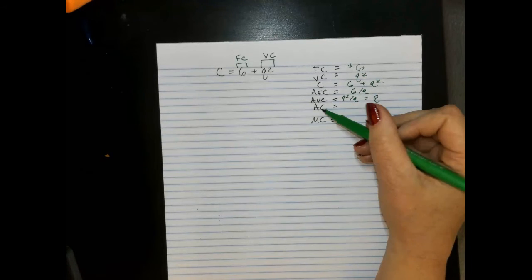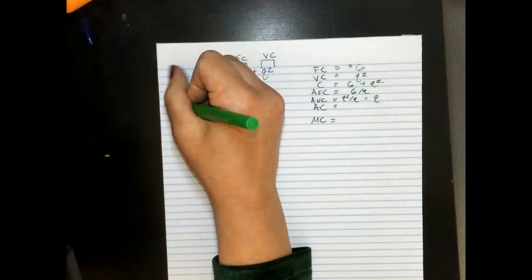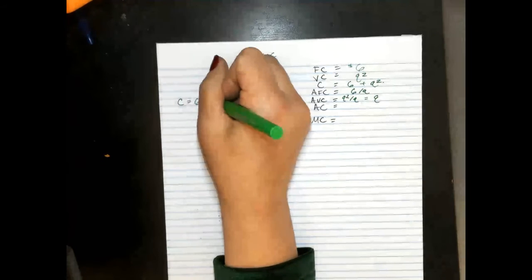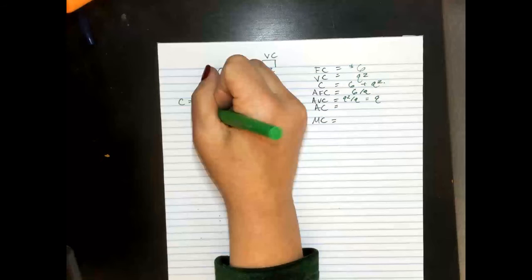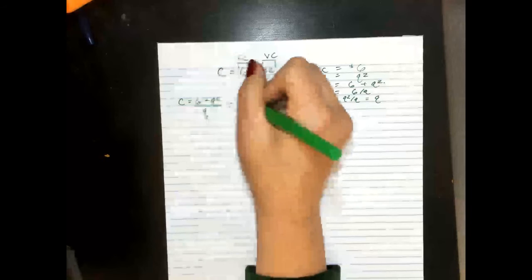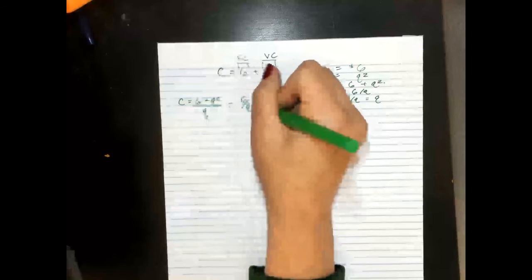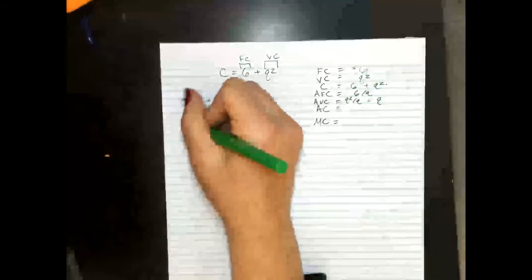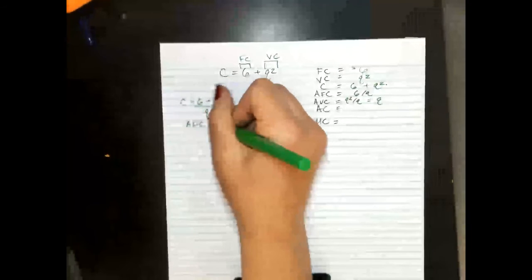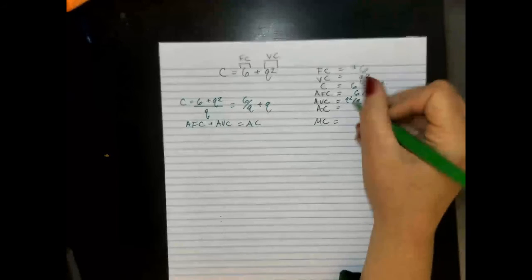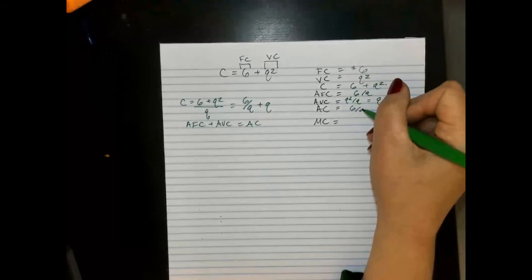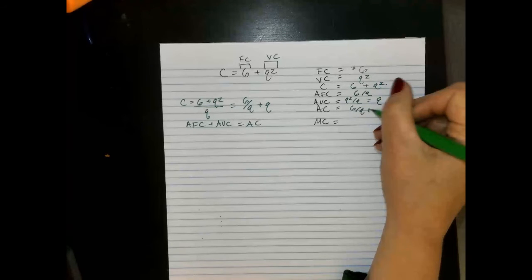So remember, you can get average cost by either taking that cost function and dividing both sides by Q to get 6 divided by Q plus Q, or you can add up average fixed cost plus average variable cost to get average cost. So it's going to be 6 divided by Q, I regret putting these so close together, plus Q.